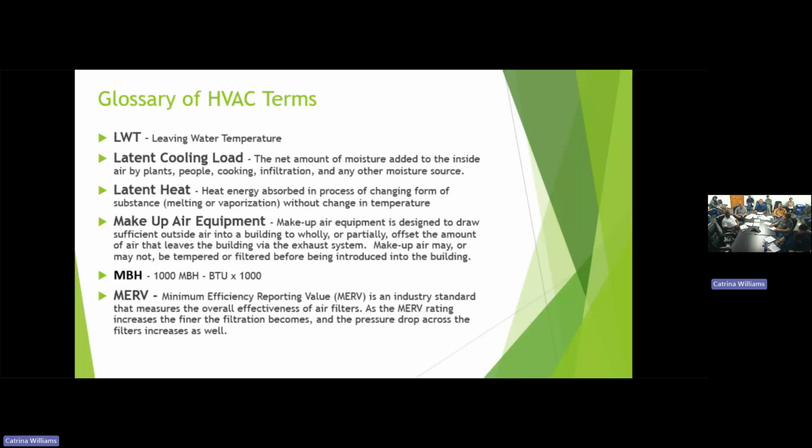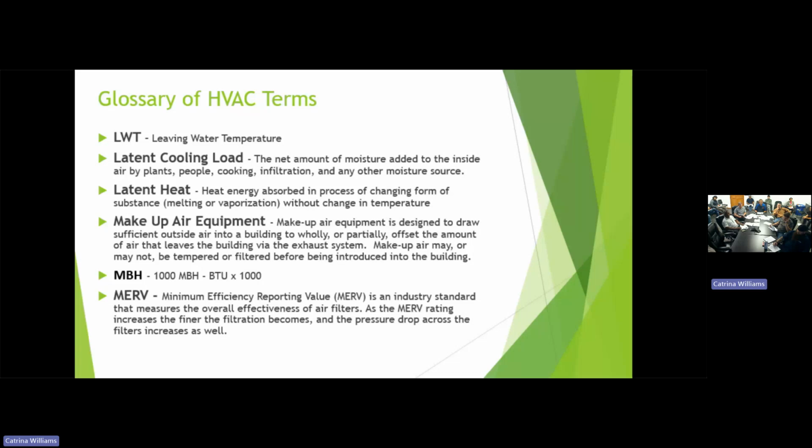MERV, M-E-R-V, another abbreviation we throw around, that's a filter rating. Basically, just be aware that the higher the rating, the higher the filtration capability. That's the good news. The higher the MERV rating, the higher the filtration, the higher the duct static pressure it's going to have. You have to work harder to push the air through that.